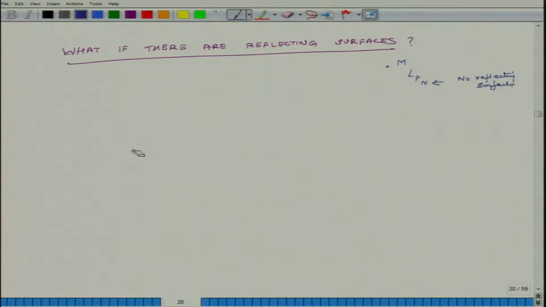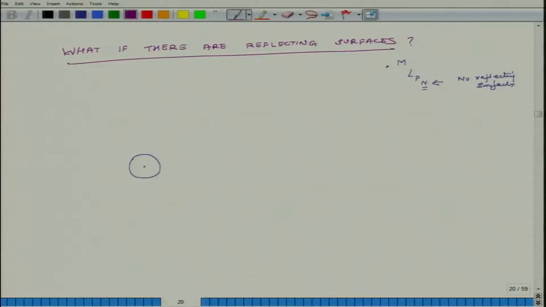Actually, let us make this sphere a little smaller so that it is manageable. So, it is a small sphere, and the sound which is being measured by microphone M is LPN, where N tells us that this is the sound pressure level when there are no reflecting surfaces. The sphere is hanging in free air and there are no reflecting surfaces anywhere in the whole universe, and it is LPN. Now, consider this: when sound is being emitted by this sphere, it is going in all directions uniformly.